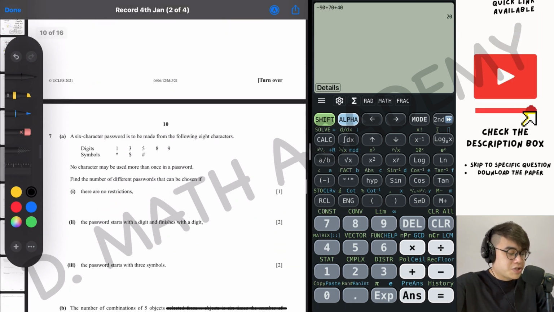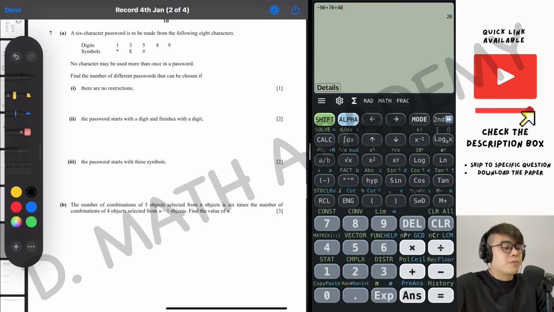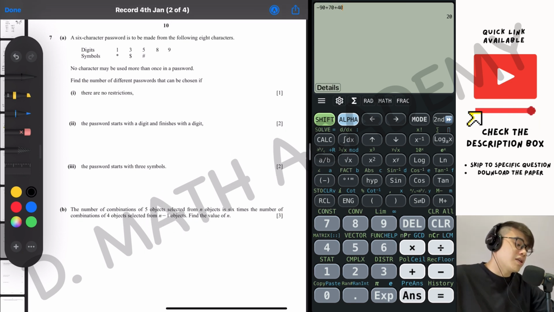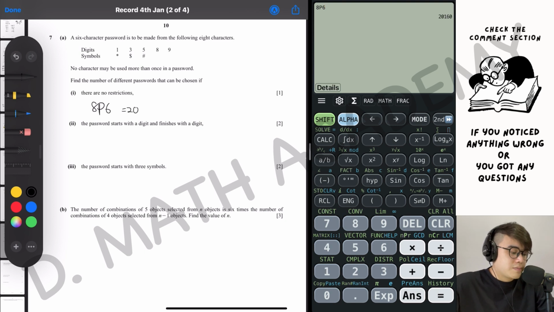Moving on to question 7. Okay. So this is actually an nPr nCr question. And the moment I read the question, I know that the first section that they were testing us here will be permutation, because they are creating a password where the arrangement matters. So when there's no restriction, there's a total of 8 elements for us to choose from, and they only wanted a 6-character password. So all I have to do is to take 8P6. Then I will get my result of 20,160.